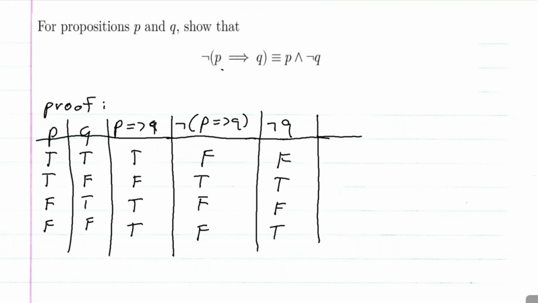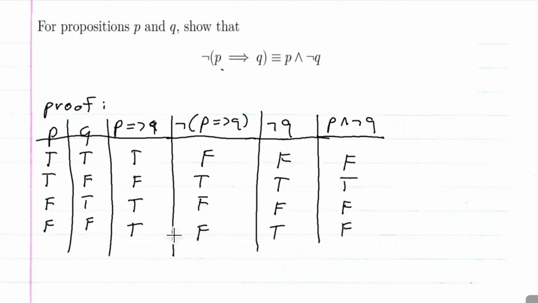And now we can do P and not Q, right? So P and not Q. So and means both of these need to be true in order for this whole thing to be true. So we have true and false, which is false. True and true, which is true. False and false, which is false. False and true, which is false.